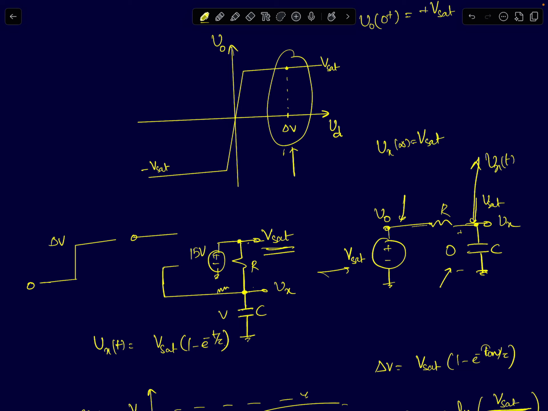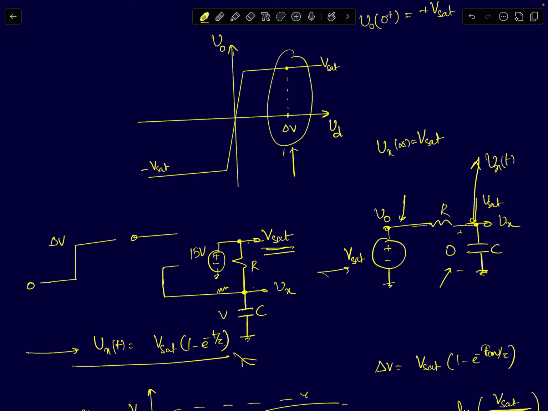So let's use that expression. So Vx of t will simply be given by the final voltage minus initial voltage, which is Vsat, times 1 minus e power minus t upon tau. This is the voltage of Vx of t.